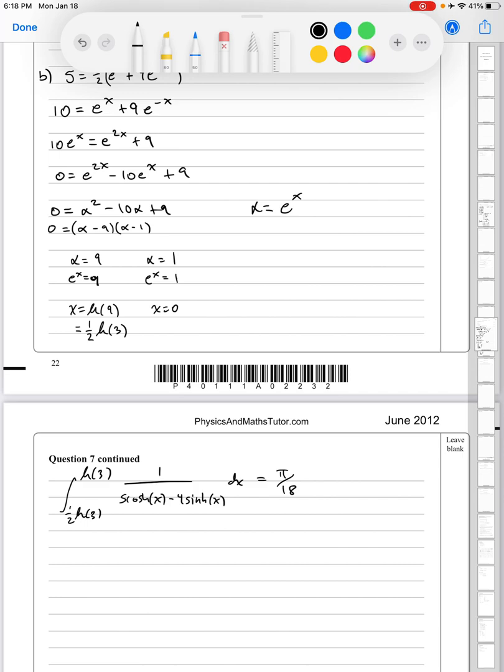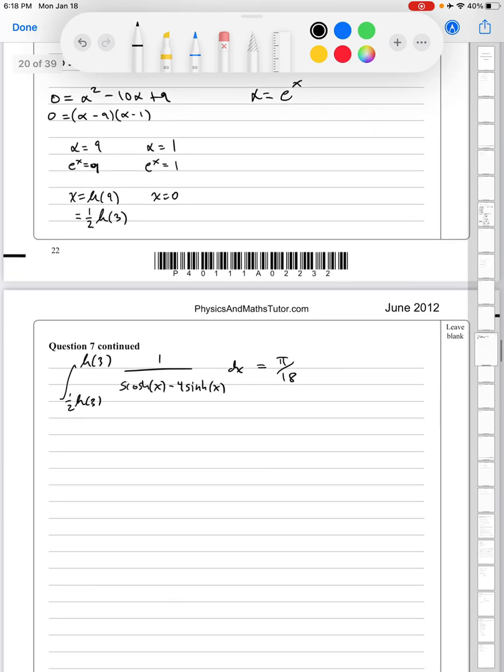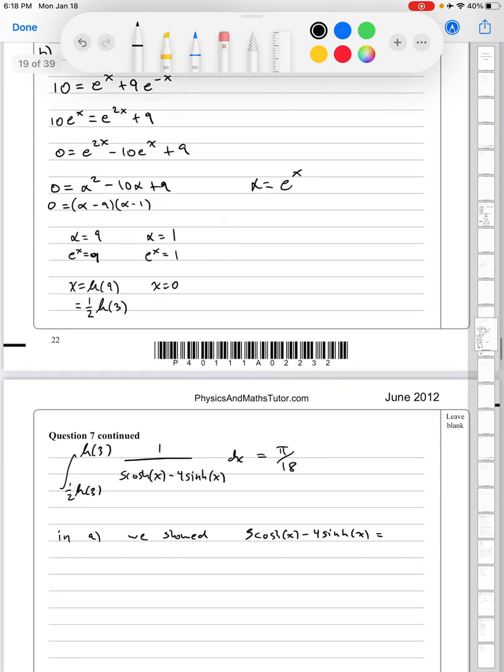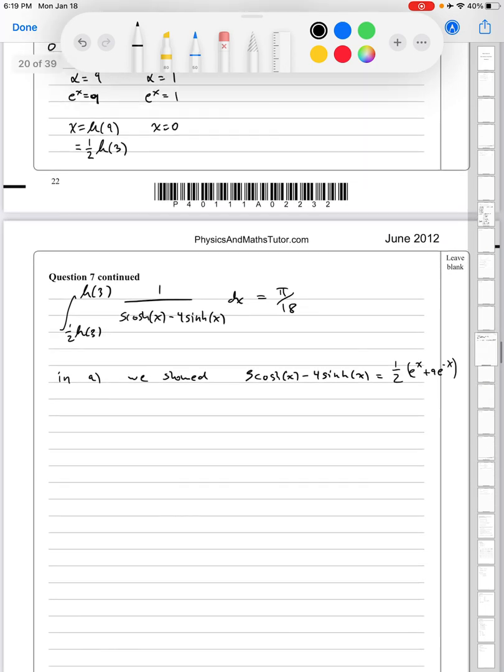So of course, as is often the case, when they give us an integral like this to do, and in the previous part of the problem we've taken that function and written it in a different way, we're going to start off by trying to use that alternate form of the function, right? So we had shown in part A, obviously you don't have to write all this down, we showed that 5 cosh minus 4 sinh was equal to, what did we say it was? 1/2 (e to the x plus 9 e to the minus x). That's all in brackets. And so we're going to insert that into our integral.